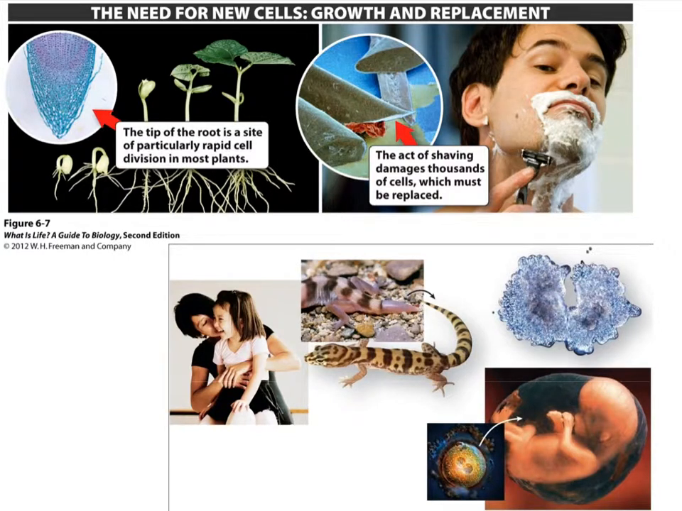The third reason cells go through mitosis is asexual reproduction. So some organisms, like this amoeba over here, it's a type of protist, will go through mitosis to divide and produce a copy of itself, or a clone. So there are 3 major reasons for mitosis: growth, repair, and asexual reproduction.